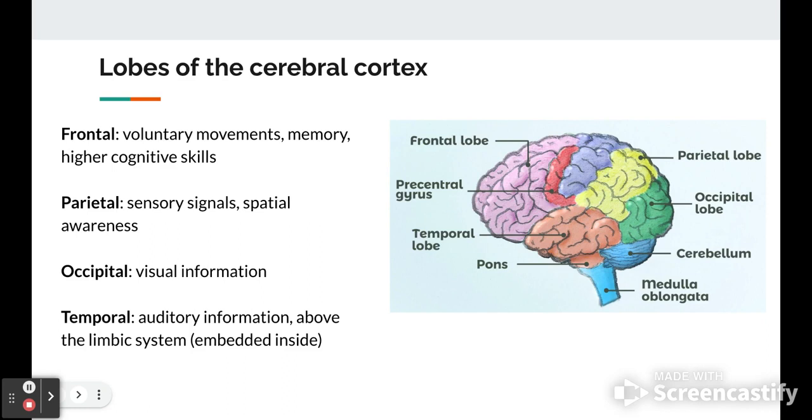Next, the parietal lobe sits on top of the brain and behind the frontal lobe. It integrates sensory signals from external stimuli, and it's also important for attention and spatial awareness. The occipital lobe is located on the back of the brain. It helps process visual information, which allows us to recognize colors and shapes. And then finally, we have the temporal lobes, which are found on the sides of the brain. They interpret auditory information. So one easy way to remember that is that, well, they're close to the ears.